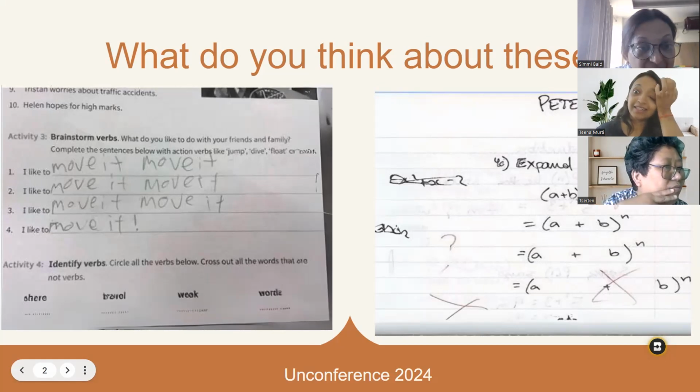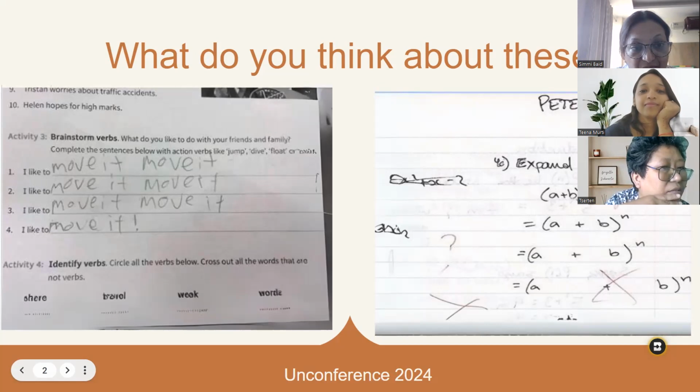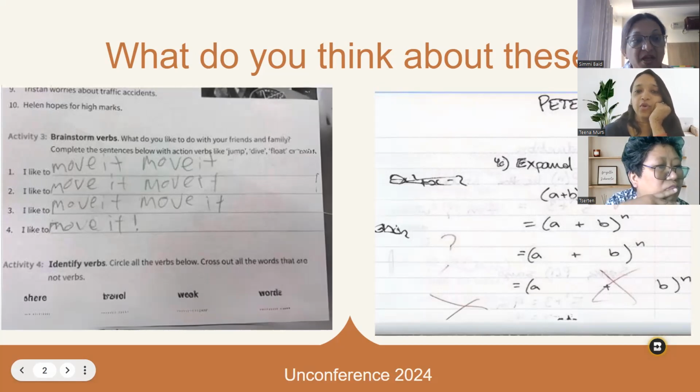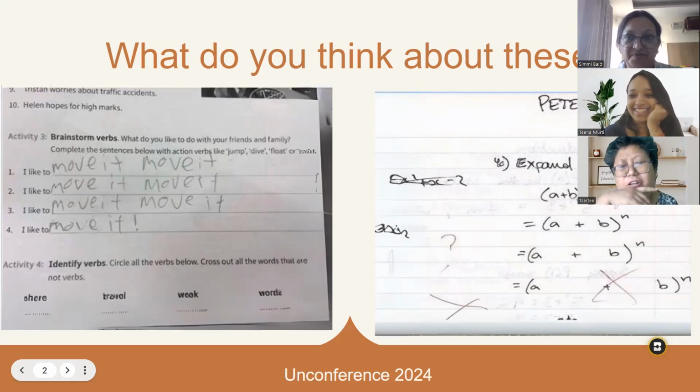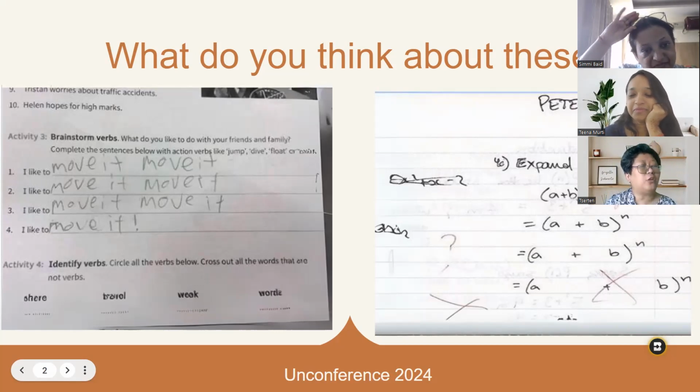Brainstorm verbs. What do you like to do with your friends and family? Complete the sentences below with action verbs like jump, dive, float, or build. So the child has used the word move: I like to move. I think the instructions are very clear. I don't agree that the instructions are clear, because you just said to use action verbs. So you need to tell them to use different action words for each of the sentences, something like that.